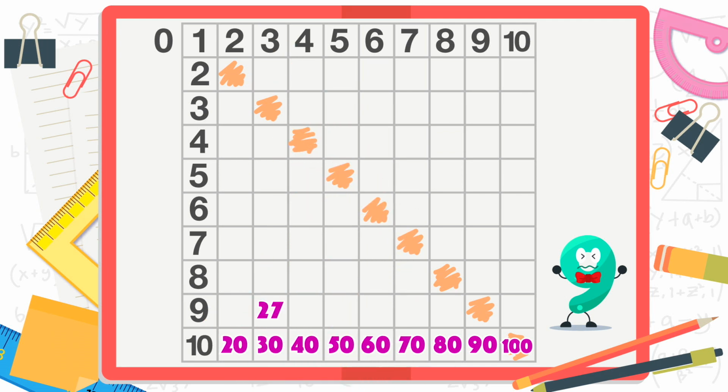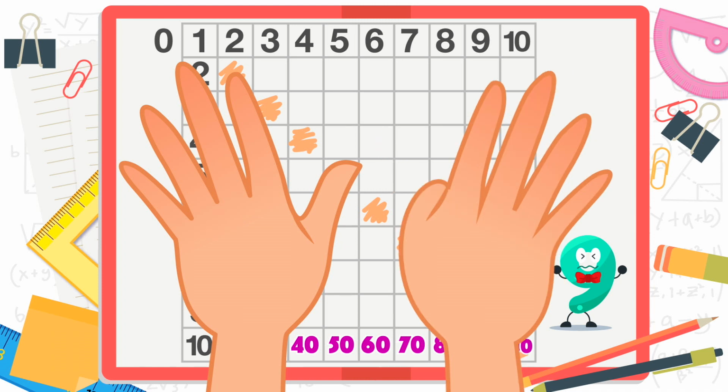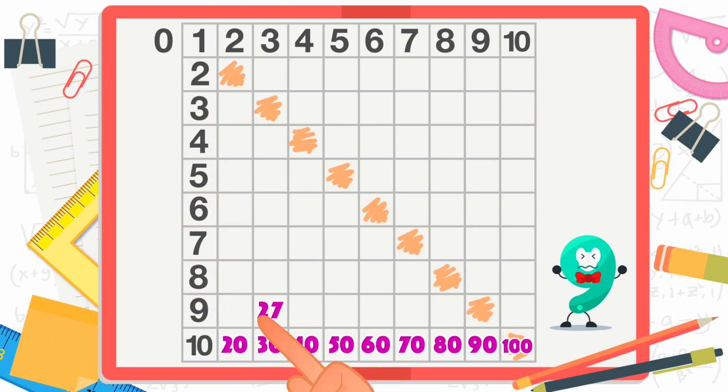Easy. Try some more. Let's say we need to multiply 9 by 6. Bend your 6th finger, here it is, and we are left with 54. Here is 5 and here is 4. Right, 9 times 6 equals 54.